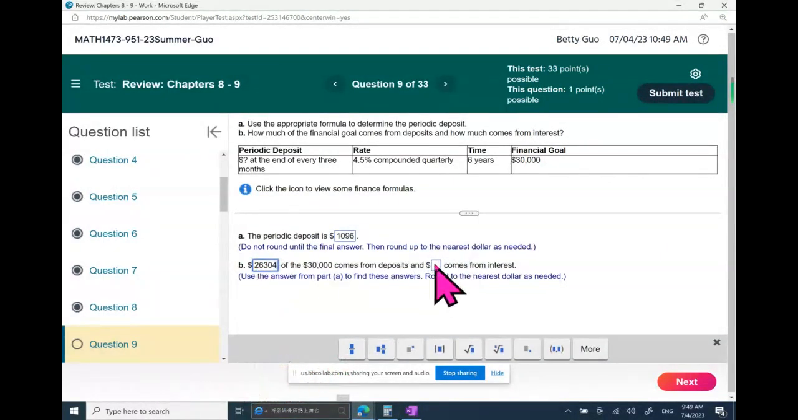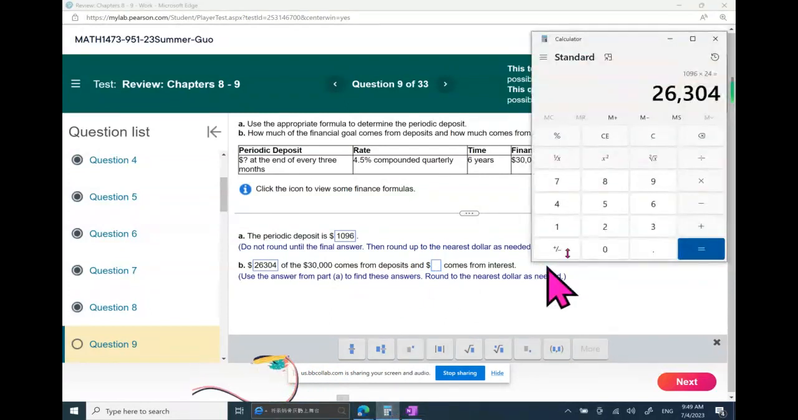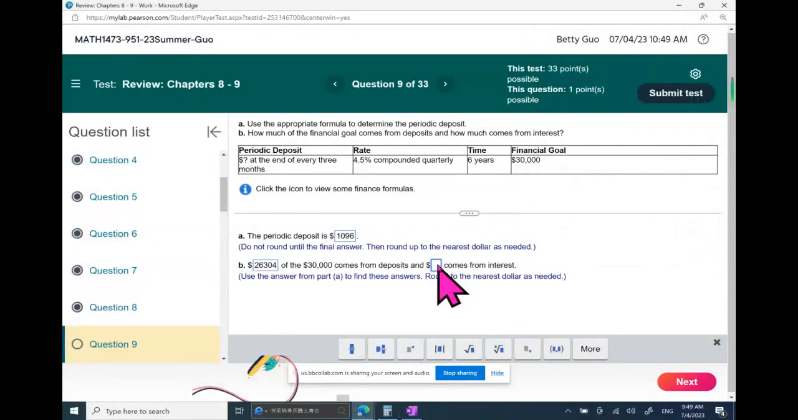26304. And how much from the interest? Then we just use the financial goal minus the deposit, right? 30 grand minus that, and the difference is the interest. 3696.